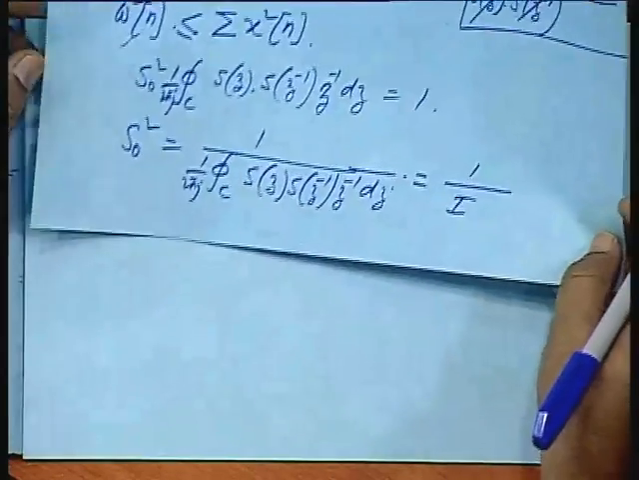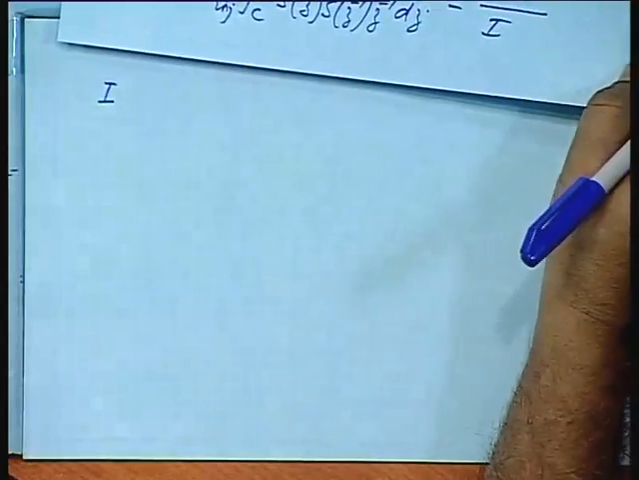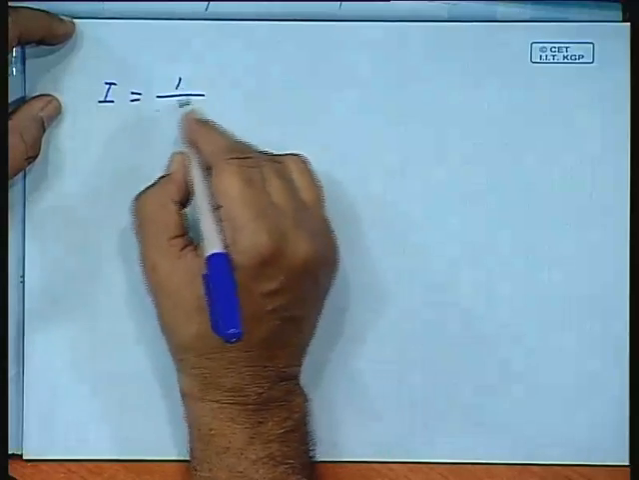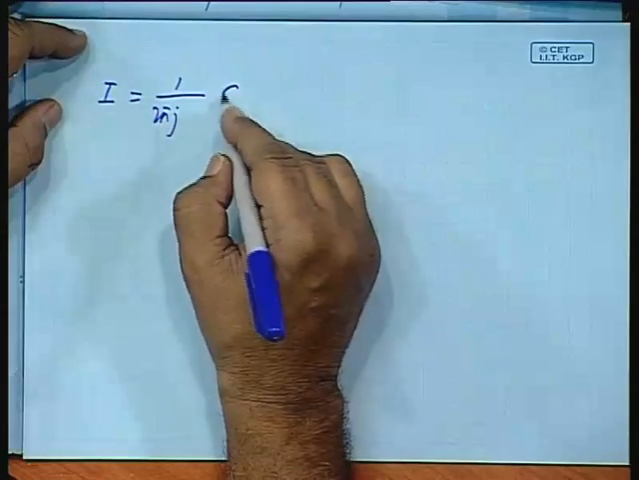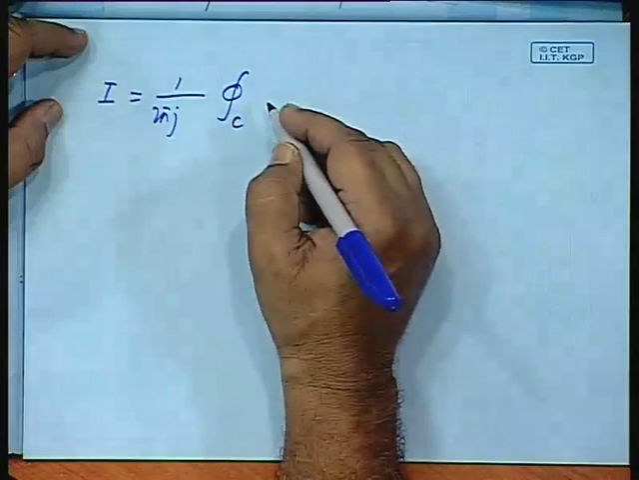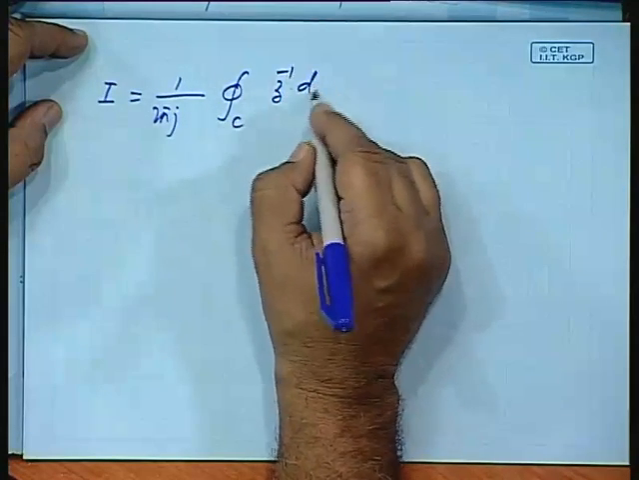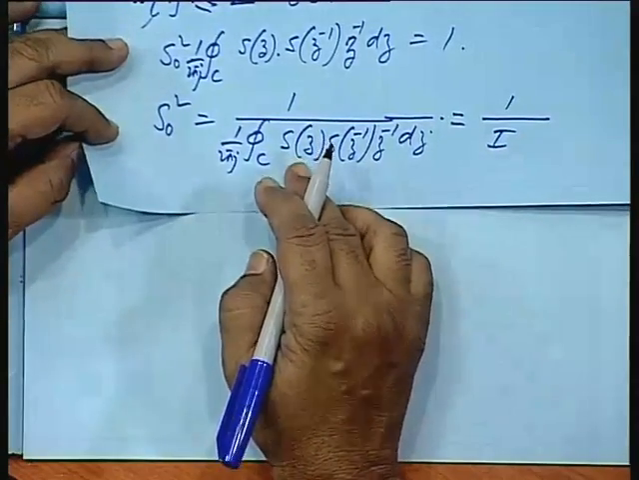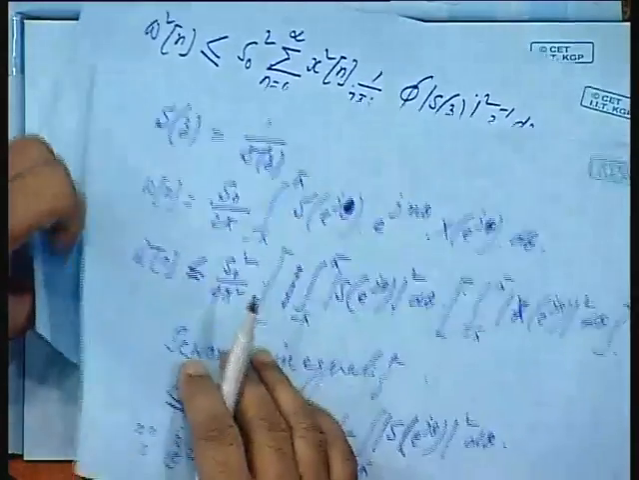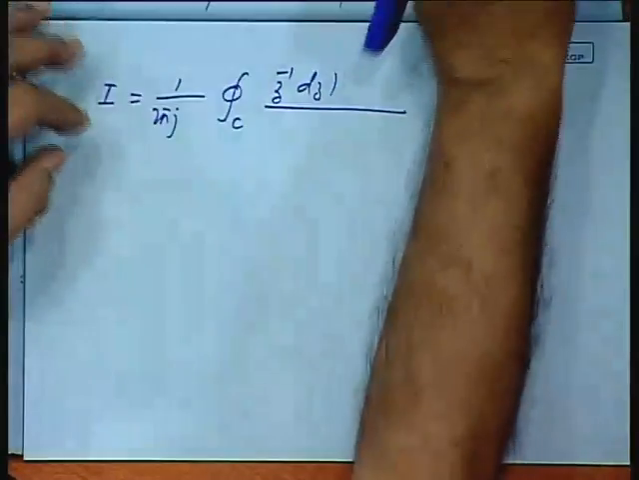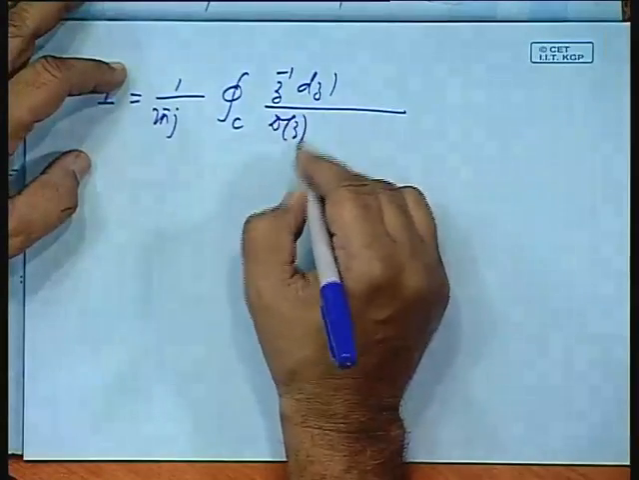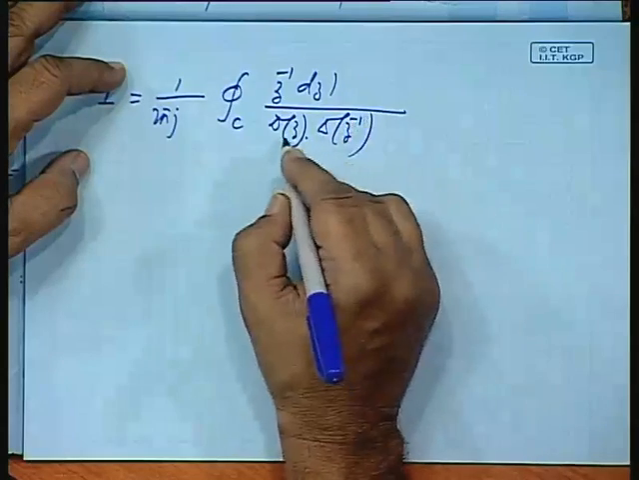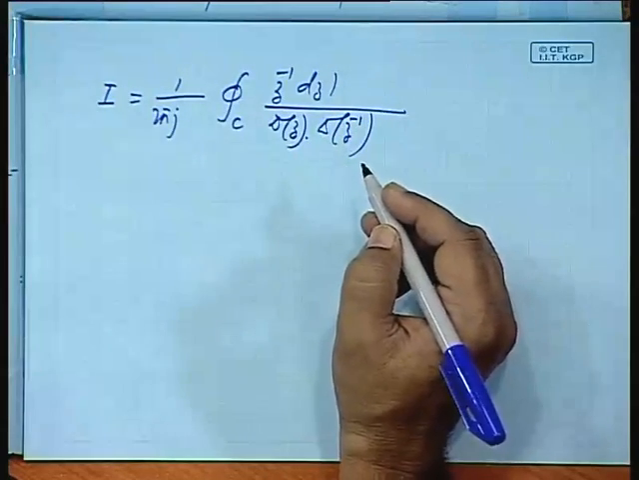So S naught square should be less than this, where I is equal to 1 by 2 pi j integration of Z inverse dz. What is Sz? It is 1 by dz, is it not? If you remember, we have taken Sz as 1 by dz. So it is dz into dz inverse.